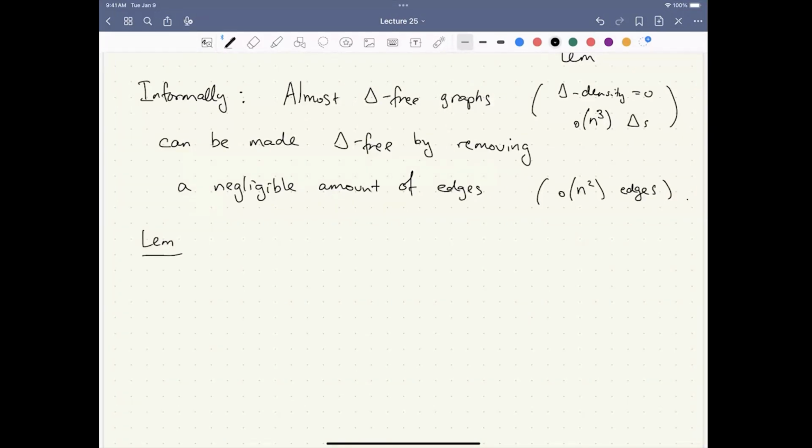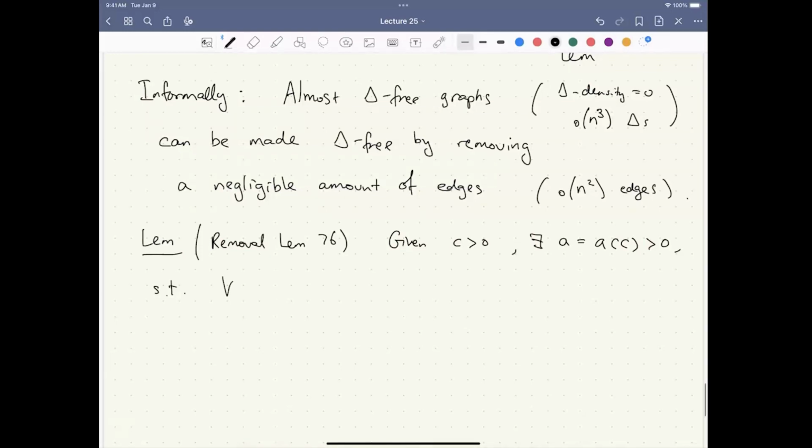Lemma. This is the removal lemma from 1976. Given constant c bigger than 0, there exists a constant a, depending on c, such that the following holds for every sufficiently large n.